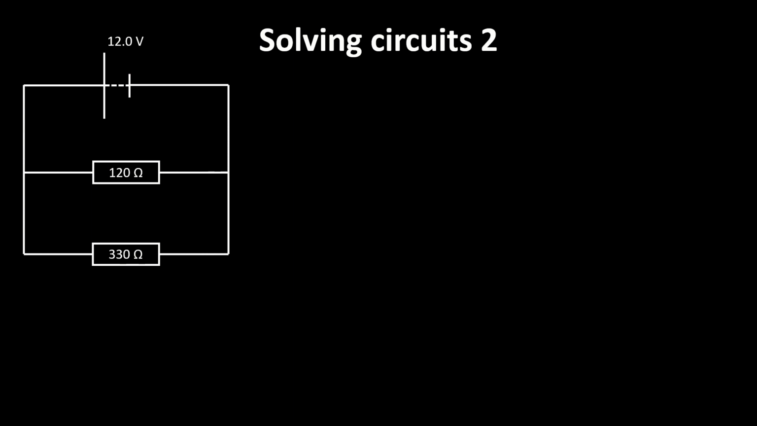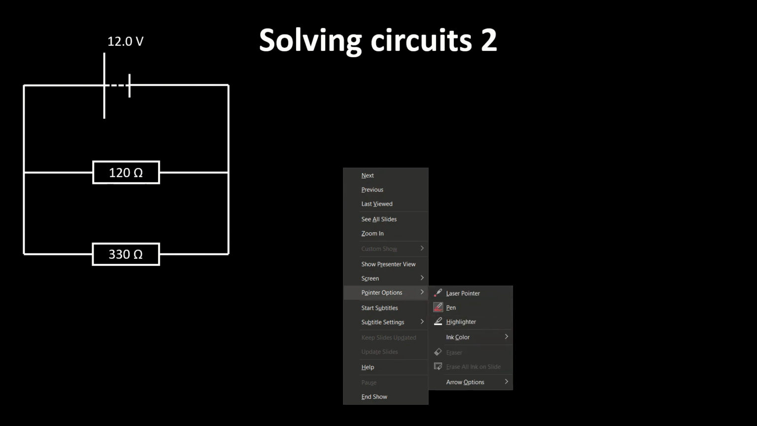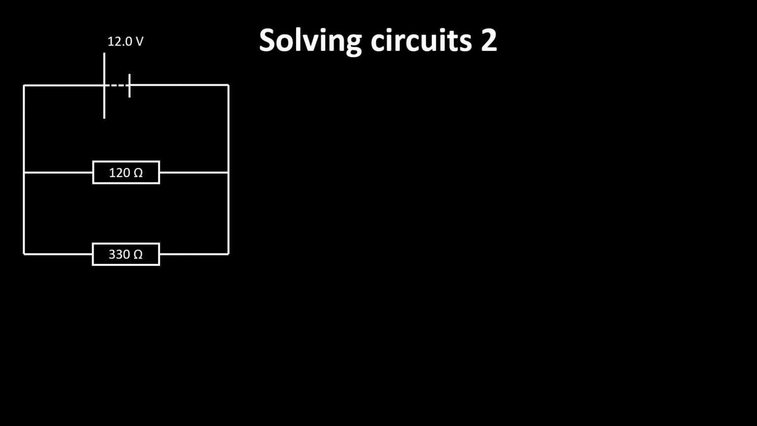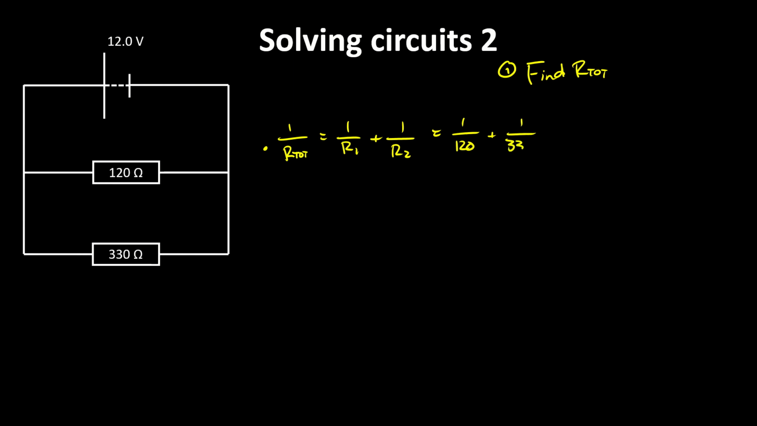Okay, so this one is the same power supply and the same resistors, but this time they're connected in parallel rather than in series. So we'll go through the same process. So step one, find the total resistance. So in this case, because it's parallel, it's 1 over R1 plus 1 over R2. So in this case, it's going to be 1 over 120, plus 1 over 330.